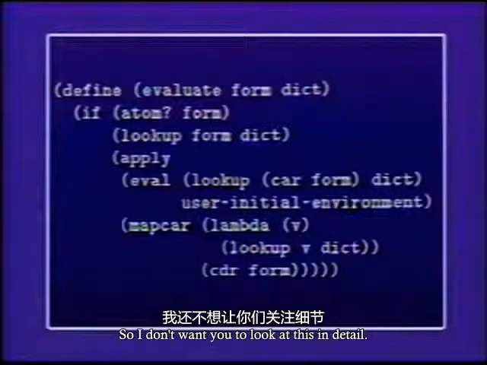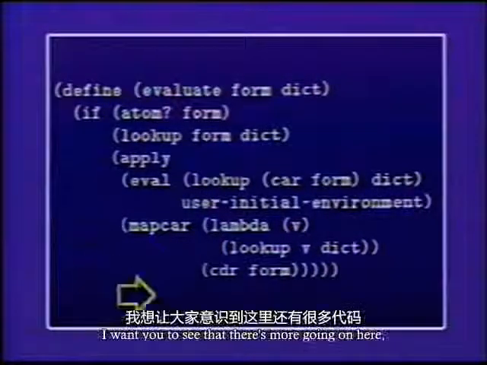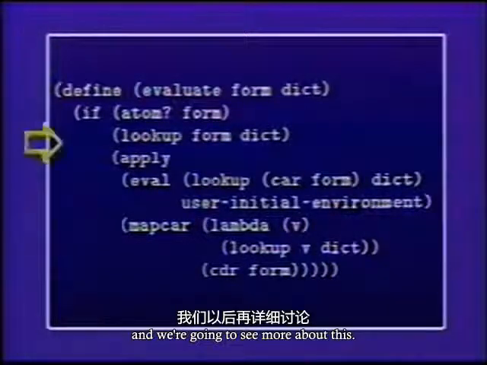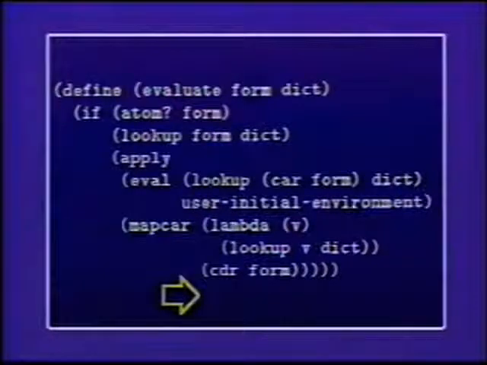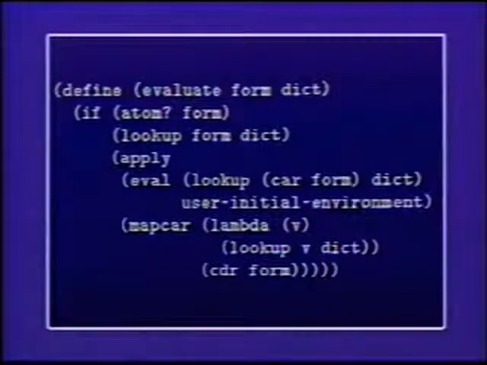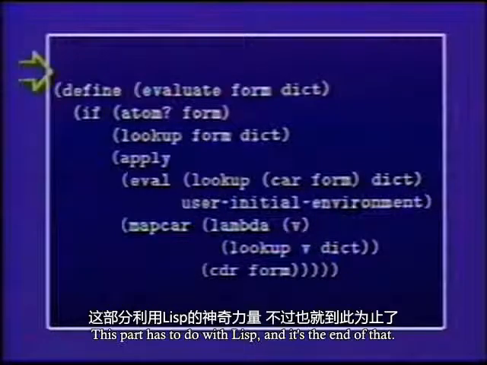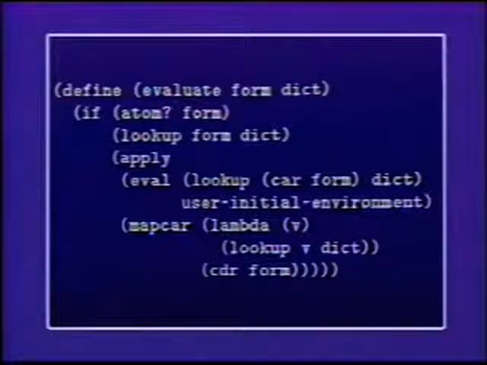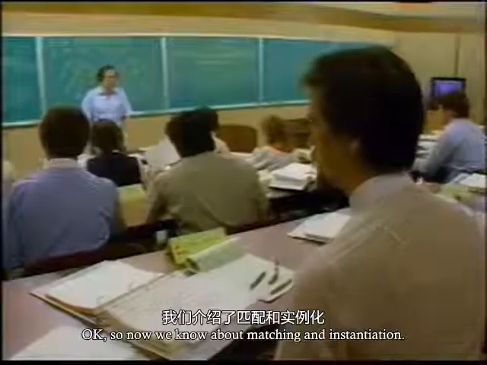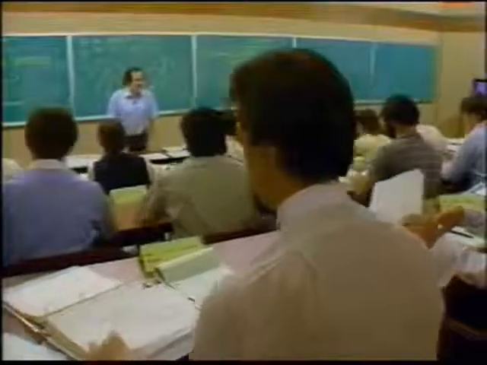So I don't want you to look at this in detail. I want you to say there's more going on here, and we're going to see more about this. But the magic is going to stop. This part has to do with Lisp. That's the end of that. Okay, so now we know about matching and instantiation. Are there any questions for this segment?